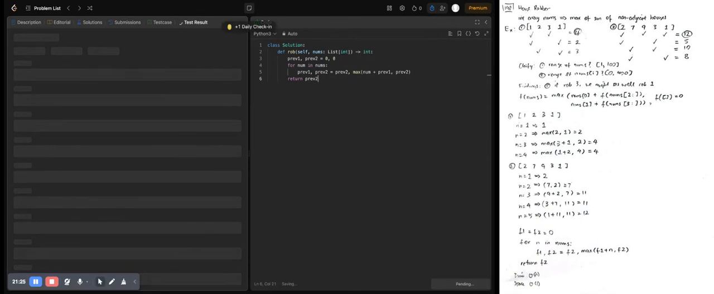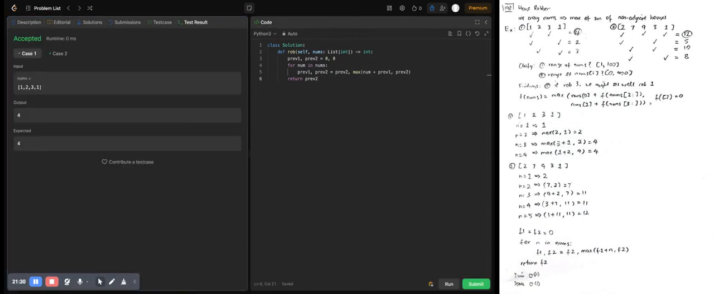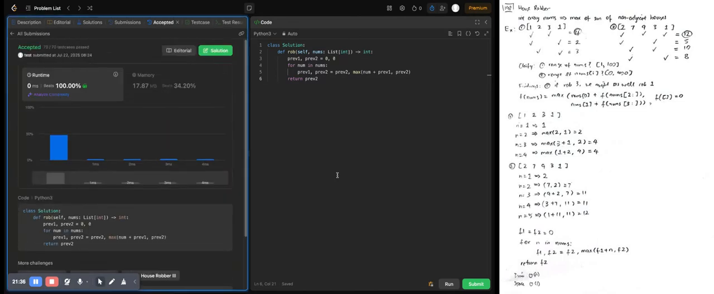Let's try to run this. And we got it correct. Let's submit it. Hopefully we got it correct. And yeah, we got it correct. So runtime is good. Let me put it down. Time is O(n), and then the space is O(1) because we use the pref1 and pref2 variables.